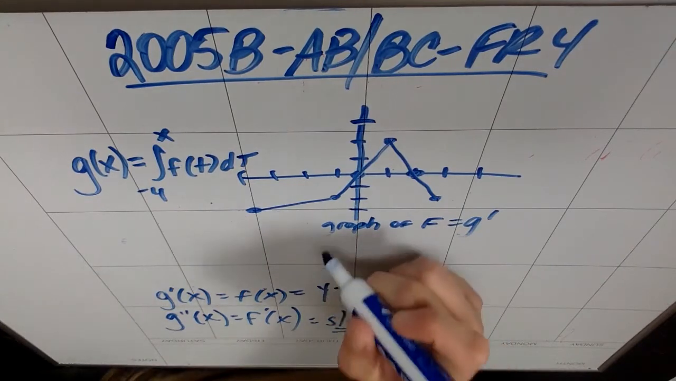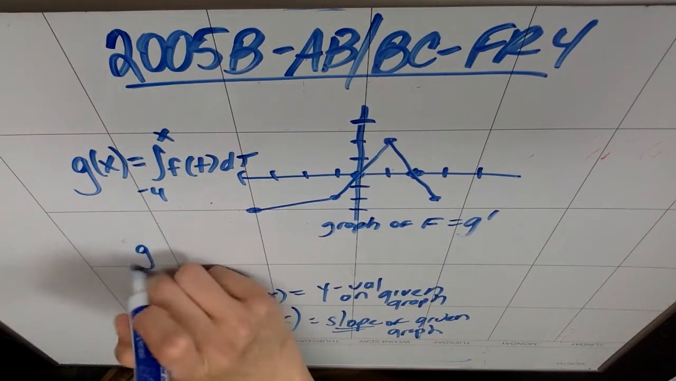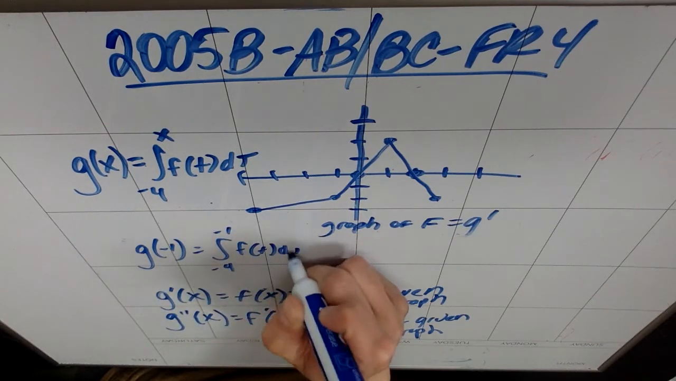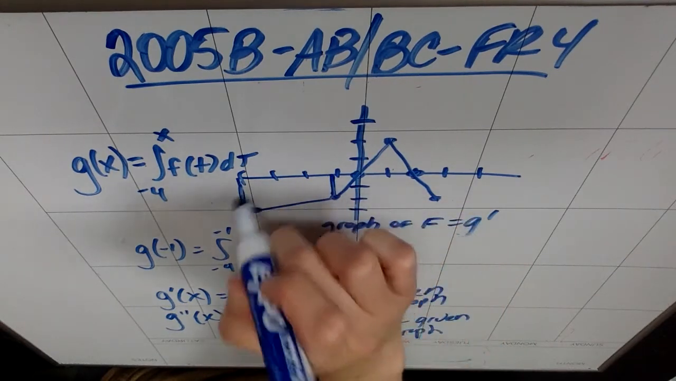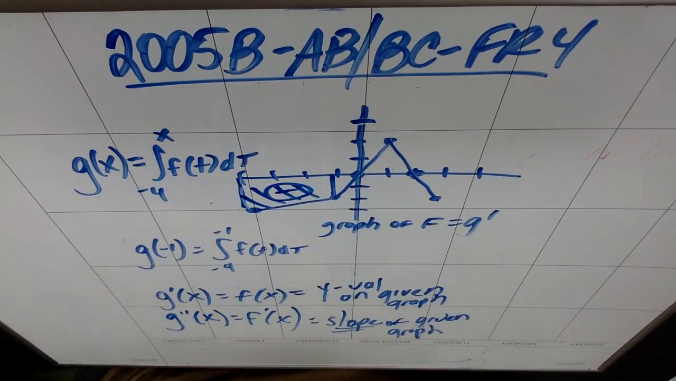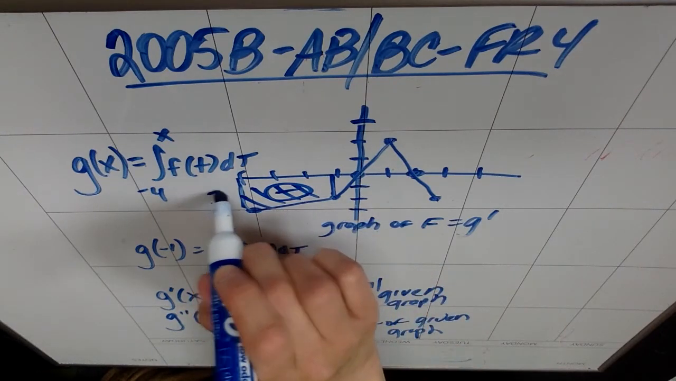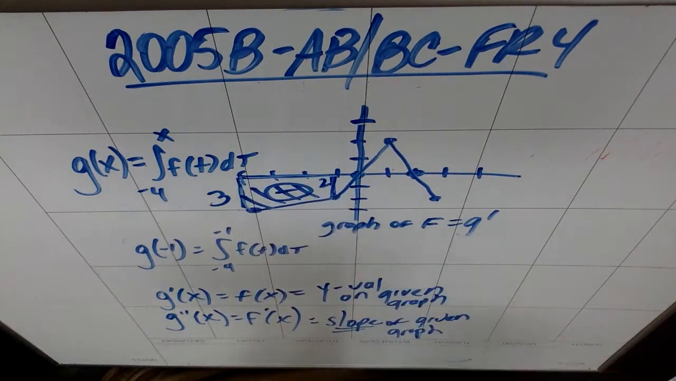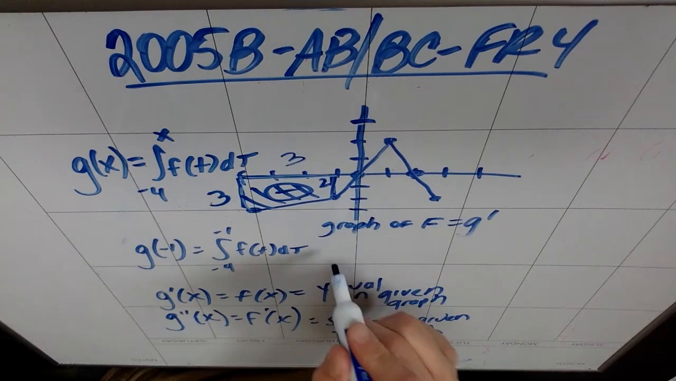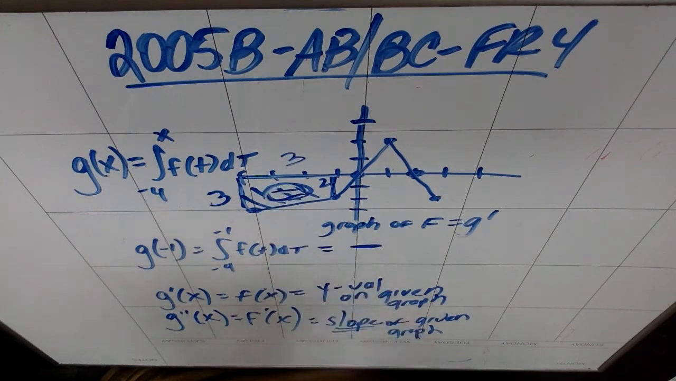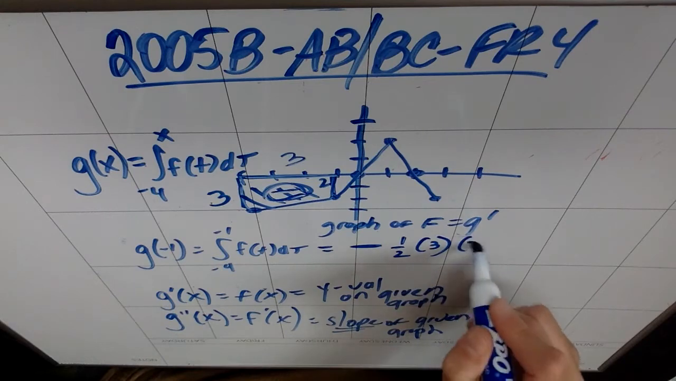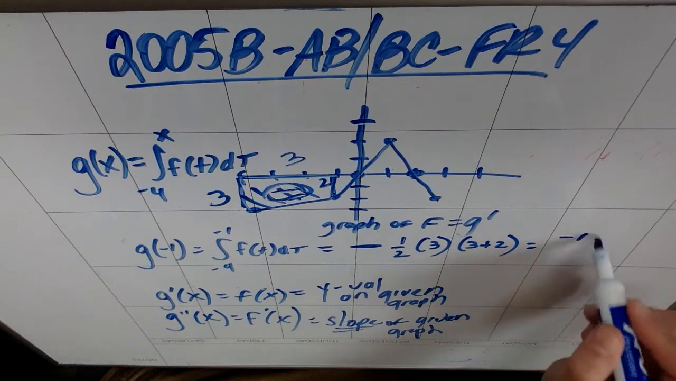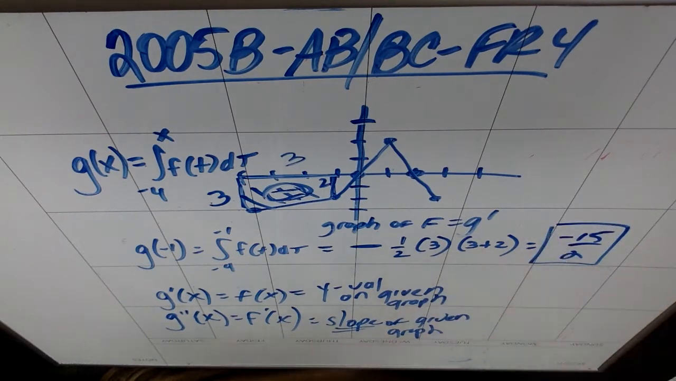Okay, so let's go ahead and find g of -1. g of -1 is the integral from -4 to -1 of f of t dt. So here's -4, here's -1. That's a trapezoid that should net negative, because it's below the axis. It's a trapezoid that has one base of length 3 and one base of length 2, and a height of 3. So this is negative because it's below the axis. One half the height times the sum of the bases: 5 times 3 is 15, so I get -15 halves. So that's my g of -1.